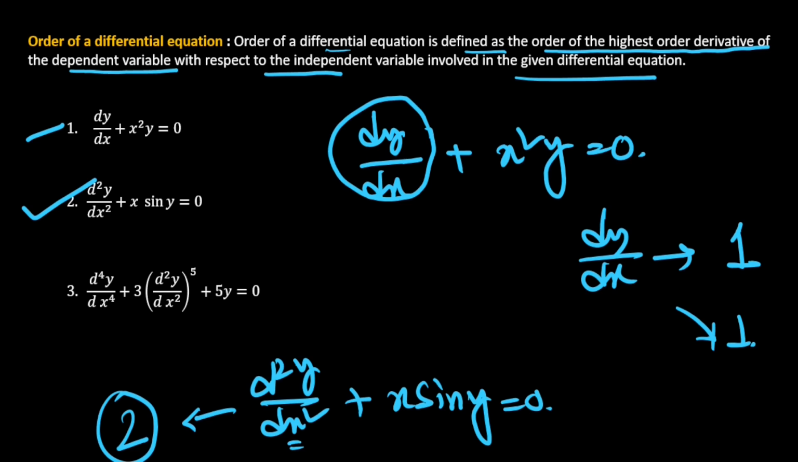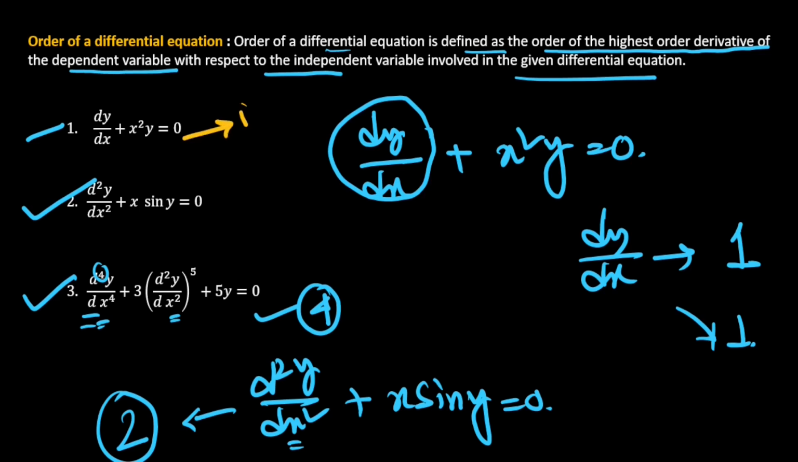Similarly, in this example the highest derivative is involved here. Here also a derivative is involved, but the highest derivative is here. So the highest derivative is 4, so the order of this differential equation is 4. So that is very simple. We see only the highest derivative of the differential equation.